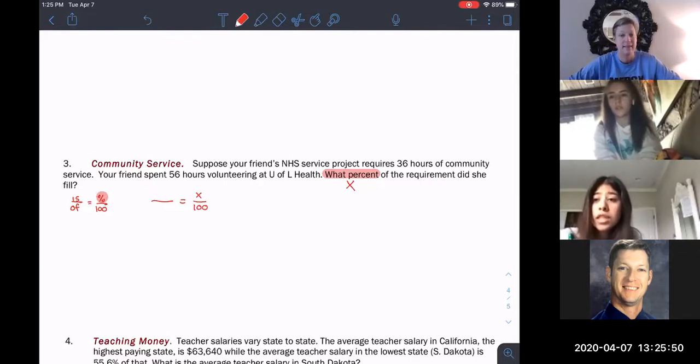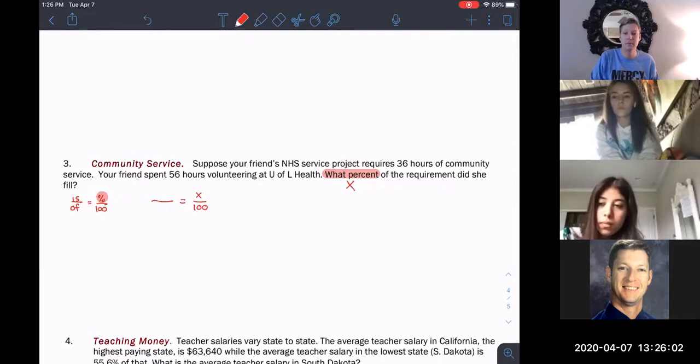It's actually not 56. 36 is the total. That's the whole thing that is needed. Now, your friend did more than they had to do, right? Yeah, so if they did less than 36 hours, then the percentage would be less than 100. But since they went above and beyond what they were supposed to do, the answer is going to be a percentage that's bigger than 100 because they have more than they need.